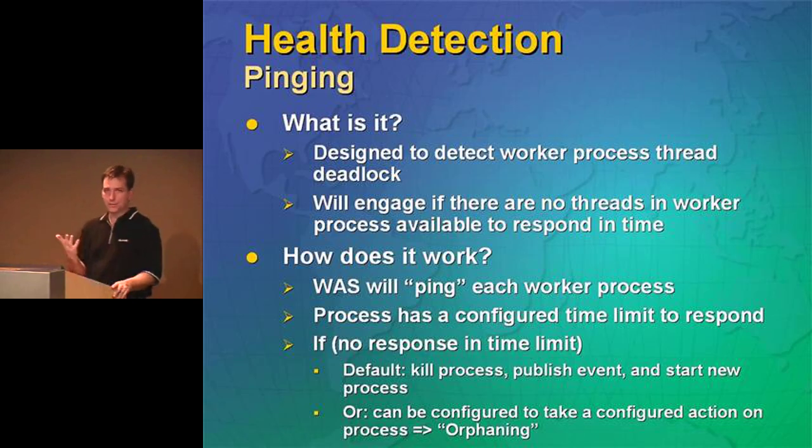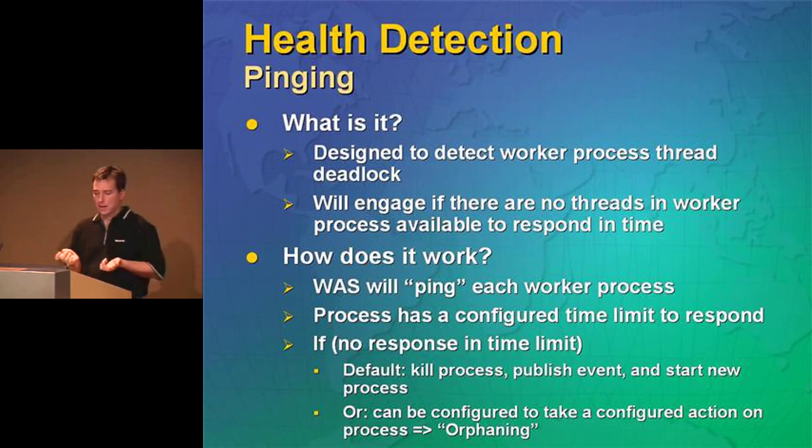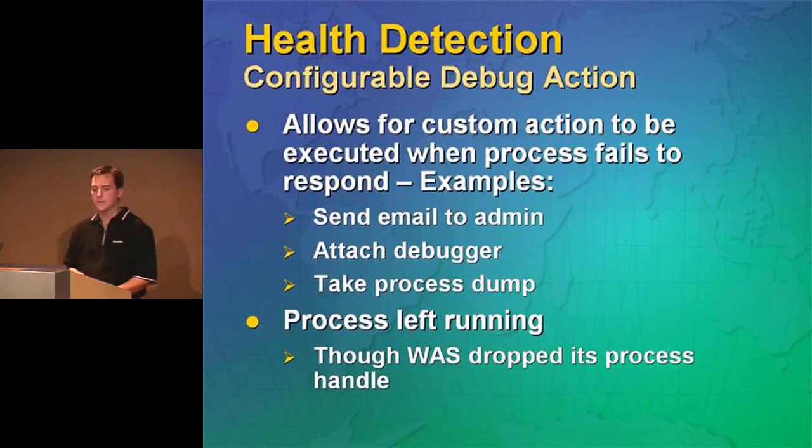So if the worker process does not respond to this named pipe message, the default behavior is to kill the process, publish an event, and then start a new process. Or you can optionally configure IIS to take what's called a debug action. So what it will do is run some type of script or application so you can actually analyze this worker process, and it will save it off in its current state. That's sometimes referred to as orphaning.